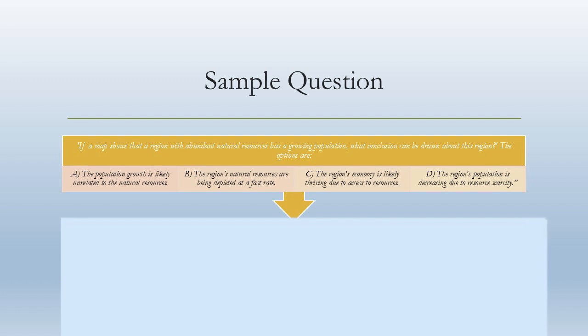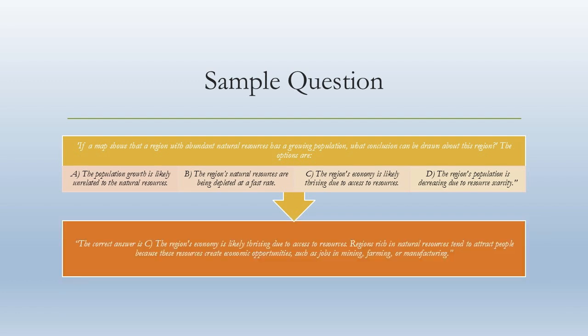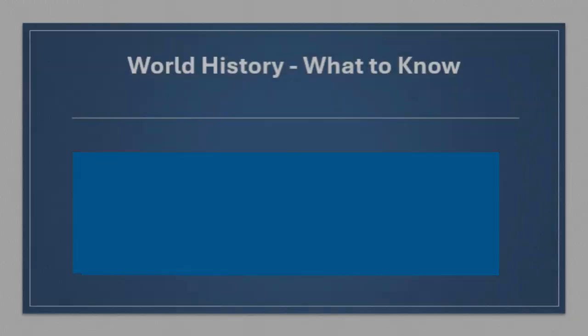The correct answer is C. The region's economy is likely thriving due to access to resources. Regions rich in natural resources tend to attract people because these resources create economic opportunities, such as jobs in mining, farming, or manufacturing. World history: what to know.